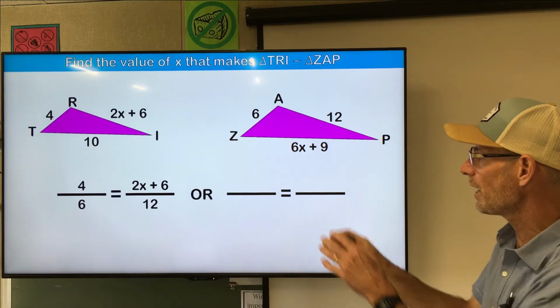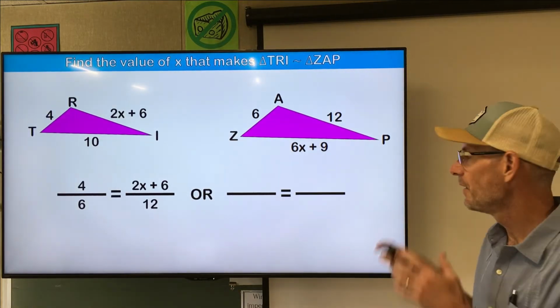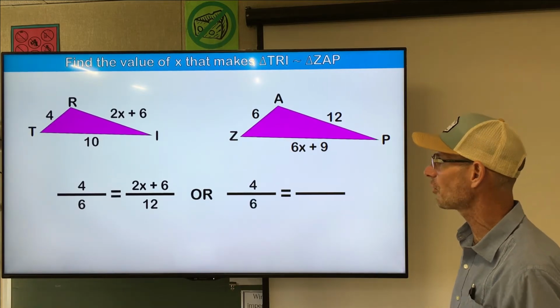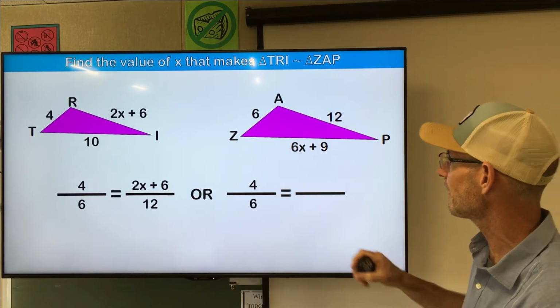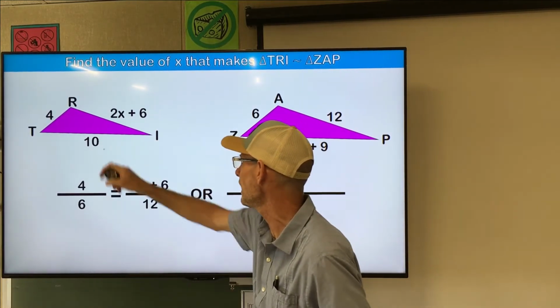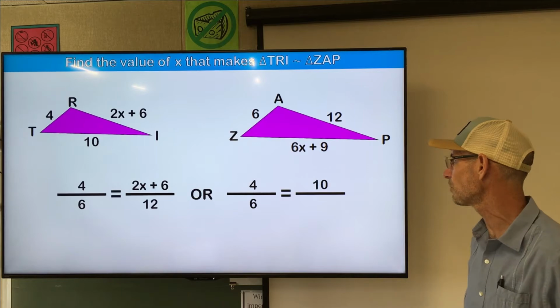So that's one way that we can solve this problem. The other way to solve this problem is I'm going to start with the 4 and the 6 again because those are my known values. But instead of using 2x plus 6, which corresponds to 12, I'm going to use 10, which corresponds to 6x plus 9.